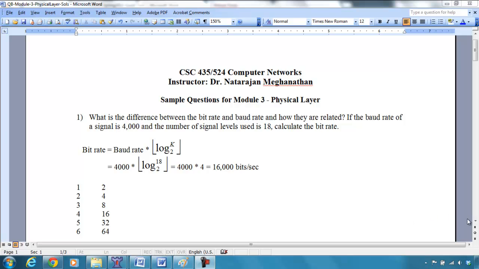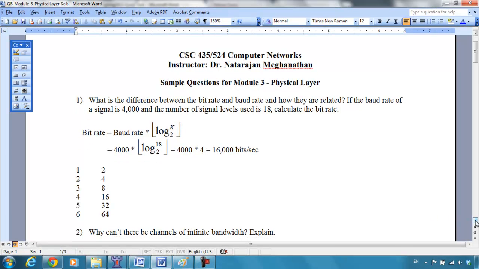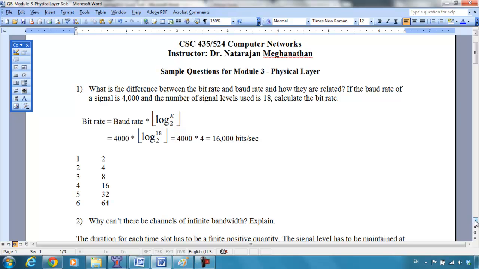Okay, so as part of the review for your exam 1, I'm going to go over the sample questions for modules 1 and 3. So this is on module 3, the physical layer.